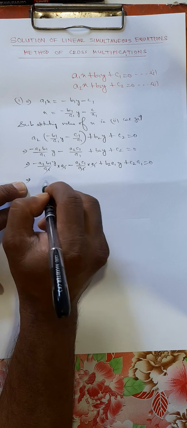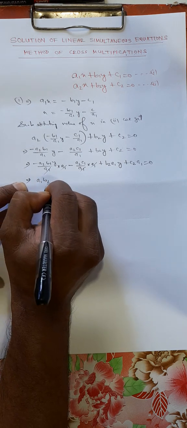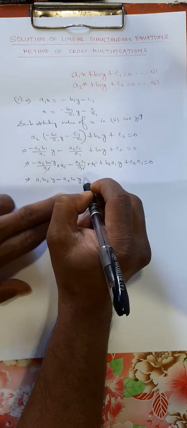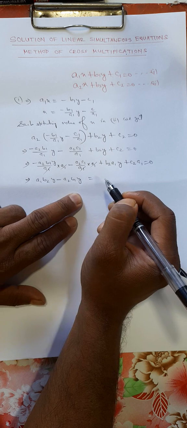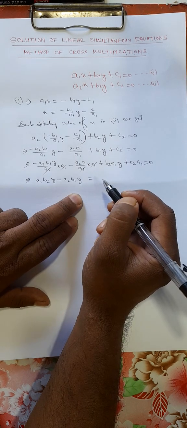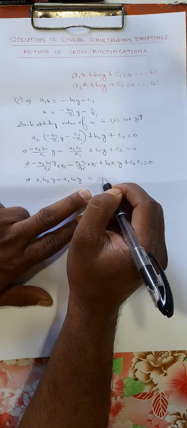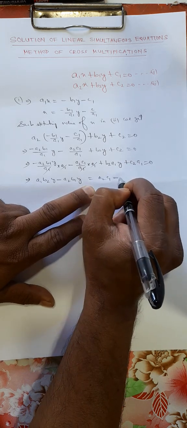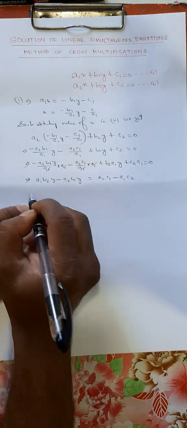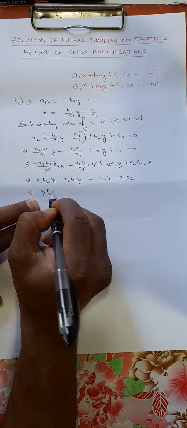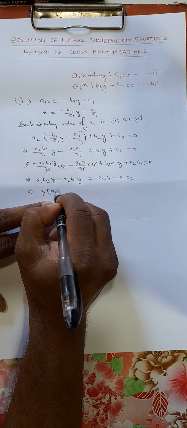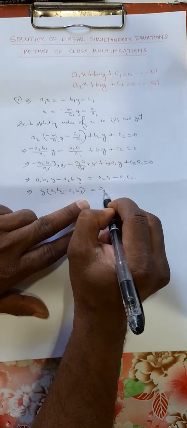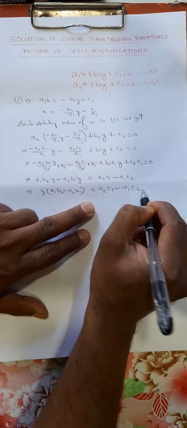Let us combine the variable part first. a1b2y minus a2b1y equal to, we will transpose the term not containing the variable to the right hand side. So you will get a2c1 minus a1c2. Let us take y common. y times (a1b2 minus a2b1) equal to a2c1 minus a1c2.